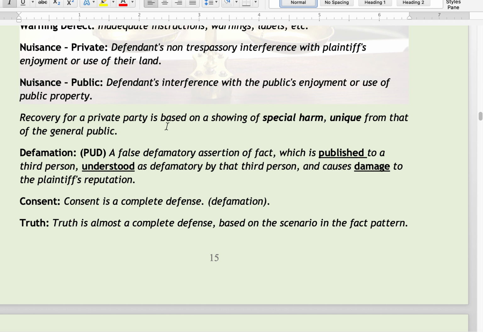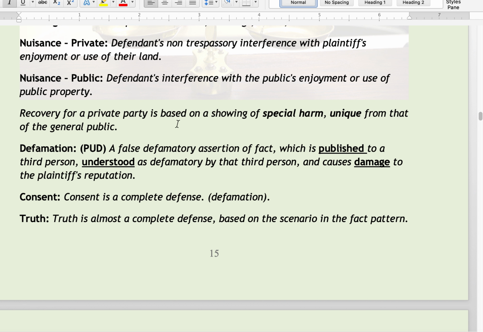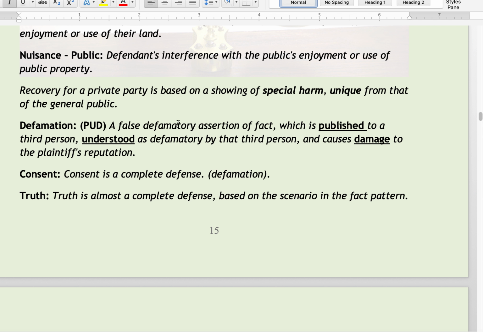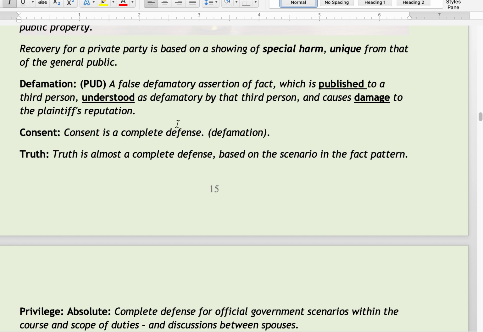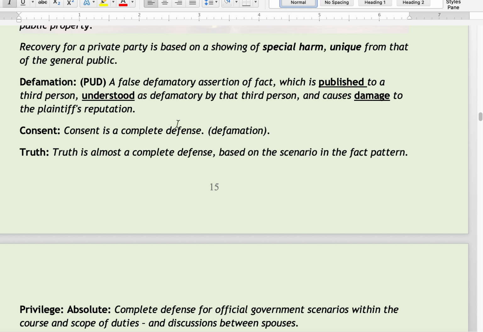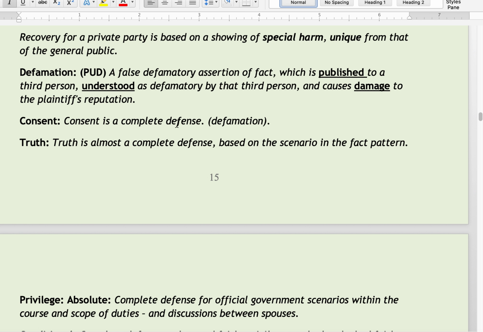Nuisance. Private nuisance. Defendant's non-trespassory interference with plaintiff's enjoyment or use of their land. Nuisance. Public. Defendant's interference with the public's enjoyment or use of public property. Recovery for a party is based on a showing of special harm unique from that of the general public.